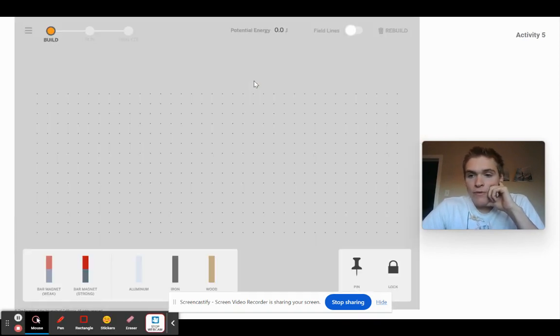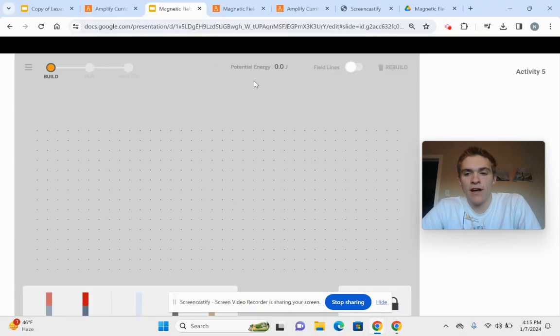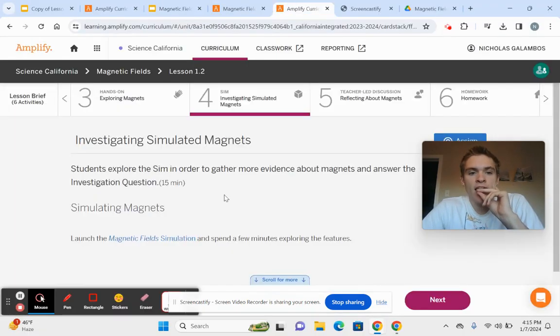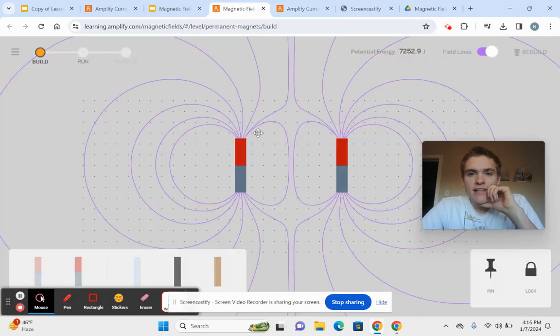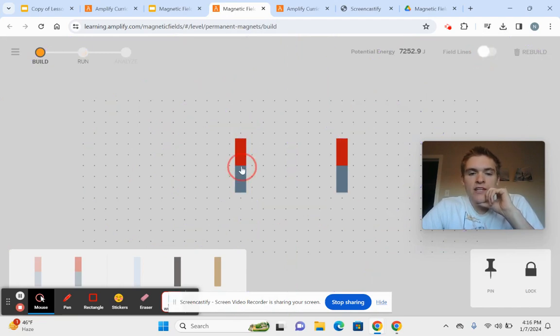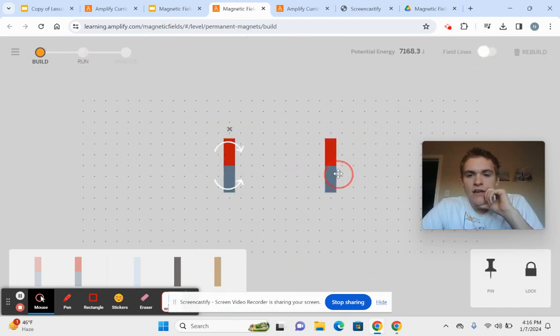So now I'm going to open my simulation. This is on Amplify. So if I go to Amplify, I can open the magnetic field simulation. If you want to play around with it, you can. And let's test that out. So here I have magnets of the same size, and they have similar poles. I want you to predict, since the North Pole is here and the North Pole is here, the South Pole is here, the South Pole is here, if these objects are going to attract or repel.